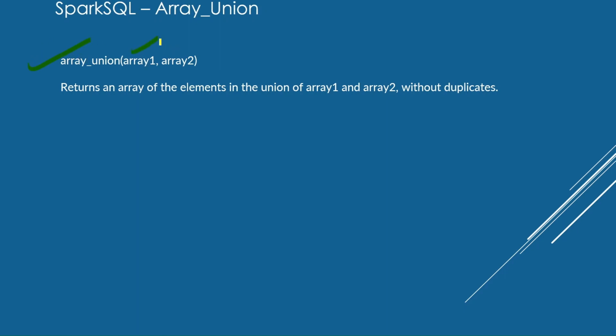It takes two parameters. These two parameters are of array type, and it returns an array of the elements in the union of array 1 and array 2 without duplicates. So whenever the union happens, it will not maintain the duplicates. So let's do an exercise.